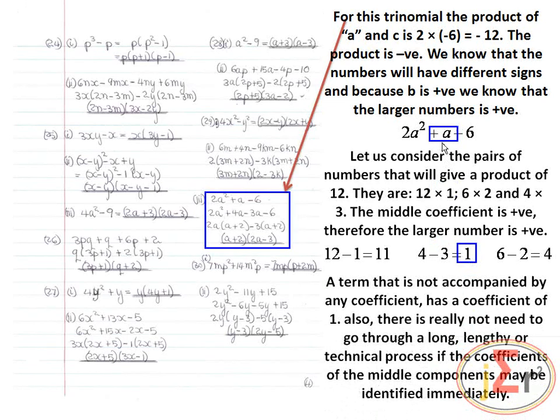A term that is not accompanied by any coefficient has a coefficient of 1. Also, there is really no need to go through a long, lengthy or technical process if the coefficients of the middle components may be identified immediately, which is what a candidate should be able to do if he or she is sharp on the multiplication tables, the same ones that you call timetables. If you are sharp on your multiplication tables, then when you are factorizing a trinomial, you will have less difficulty than the other candidates who are not so sharp.